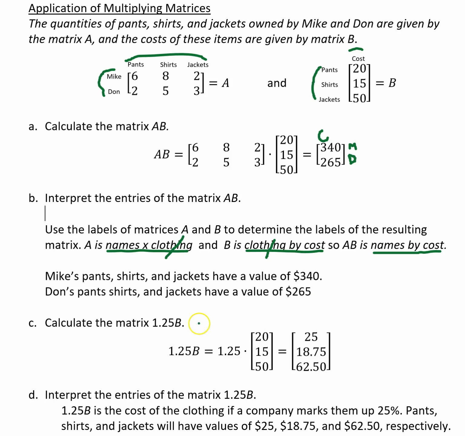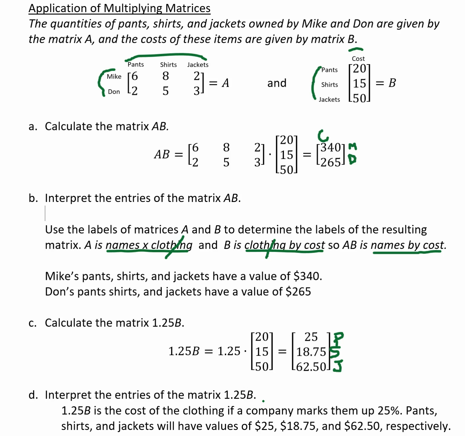Let's take a look at a different situation. Calculate the matrix 1.25B. And this is a scalar multiplication. So we're supposed to take 1.25, multiply it with matrix B. The result of that is 25, 18.75, and 62.50. So remember that the 25 is the label for pants, 18.75 is the label for shirts, and the 62.50 is the label for jackets.